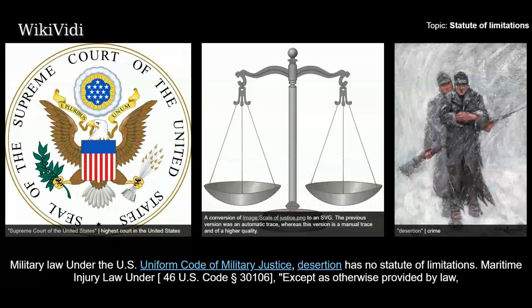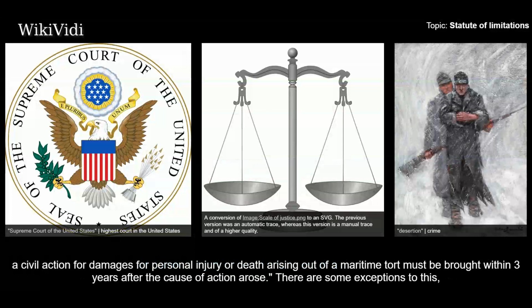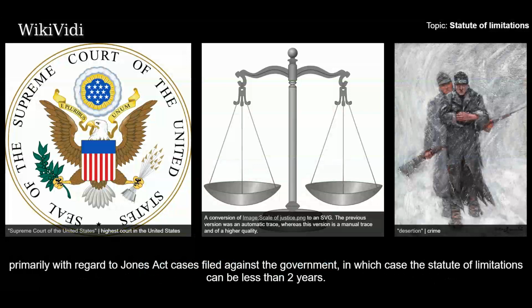Military law. Under the U.S. Uniform Code of Military Justice, desertion has no statute of limitations. Maritime injury law. Under 46 U.S. Code Section 30106, except as otherwise provided by law, a civil action for damages for personal injury or death arising out of a maritime tort must be brought within 3 years after the cause of action arose. There are some exceptions to this, primarily with regard to Jones Act cases filed against the government, in which case the statute of limitations can be less than 2 years.